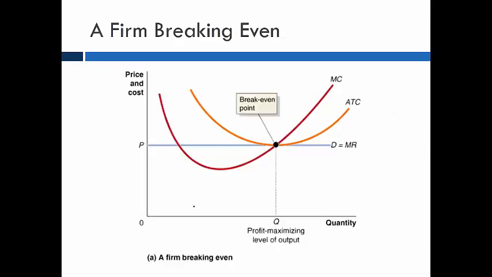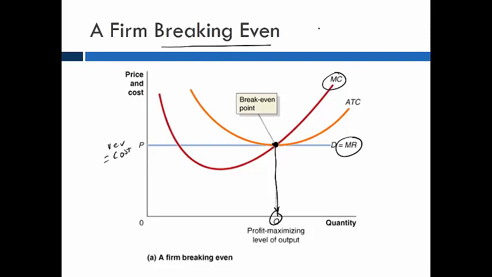Okay, this is showing a firm that's really just breaking even. They're not making a profit or a loss. So we find where marginal cost intersects marginal revenue. That's how much they're going to produce. We follow that down, and that is right here at their average total cost curve. So right now, their revenue equals their cost. So they are breaking even.